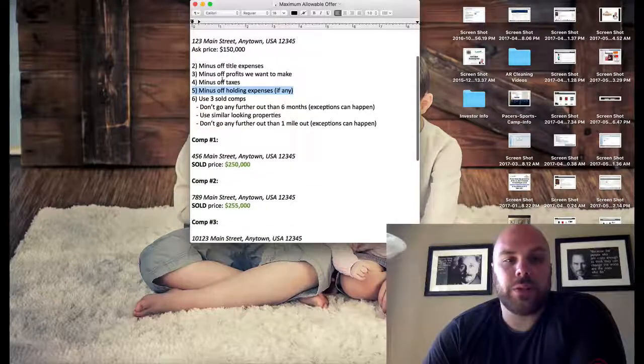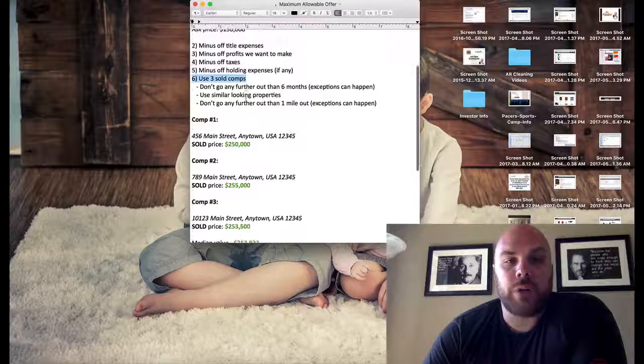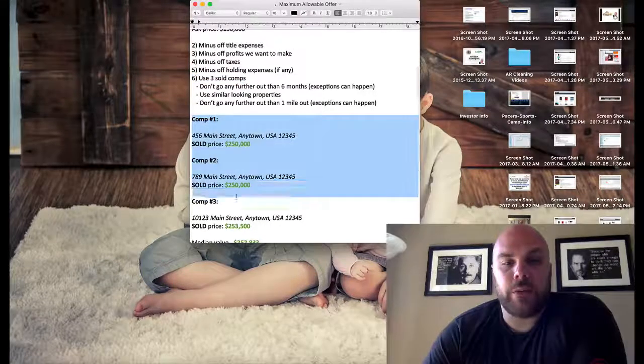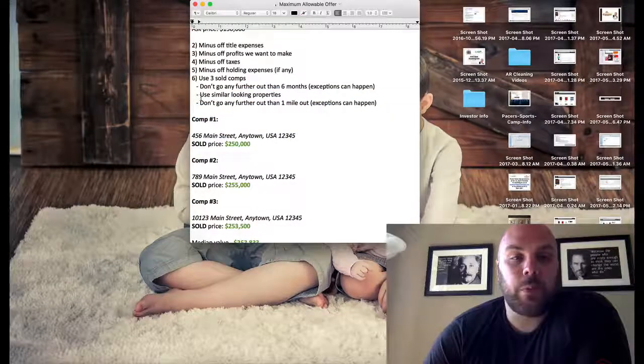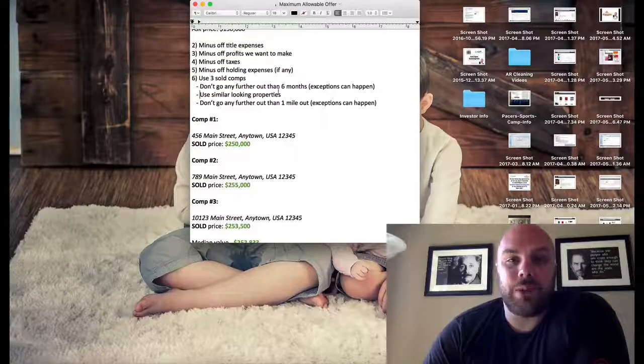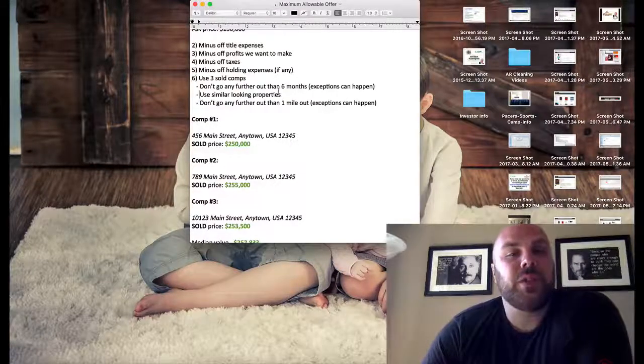When it comes to comps, I would always recommend using 3 comps. We're going to use some comps right here to go over as an example. Now, don't go any further out than 6 months. Now, exceptions can happen.